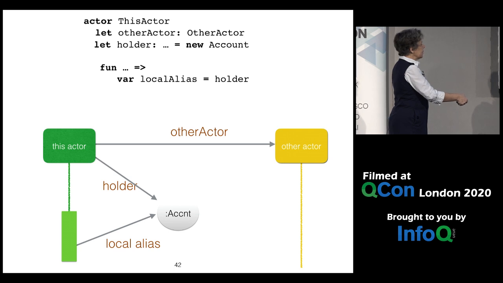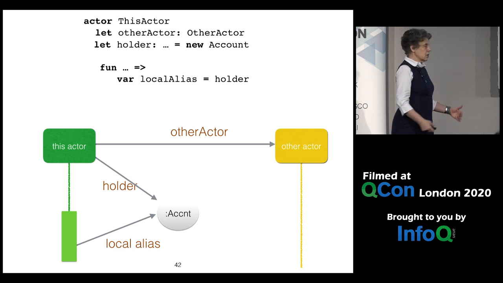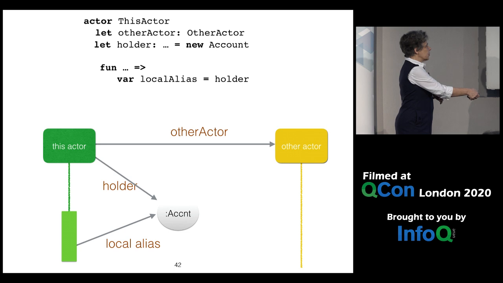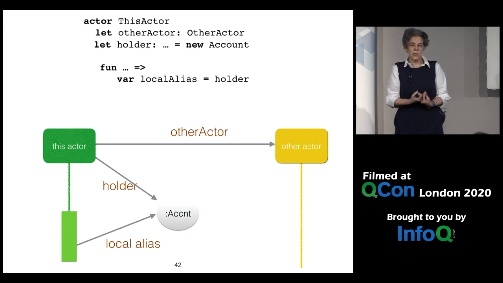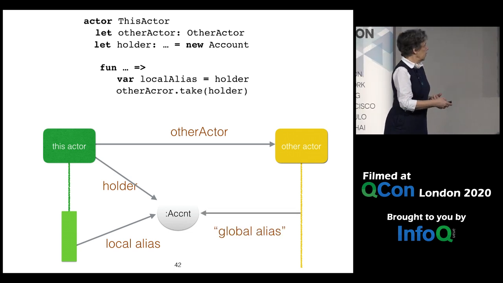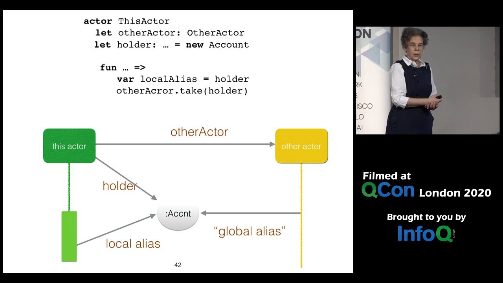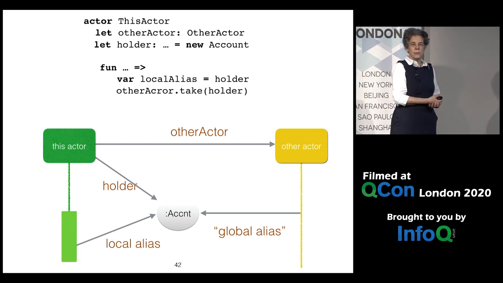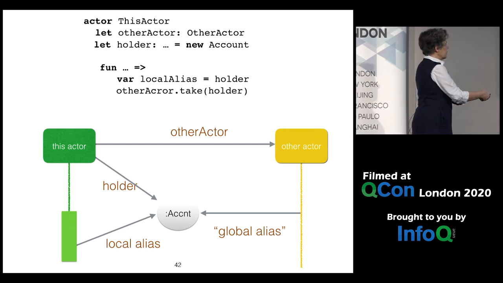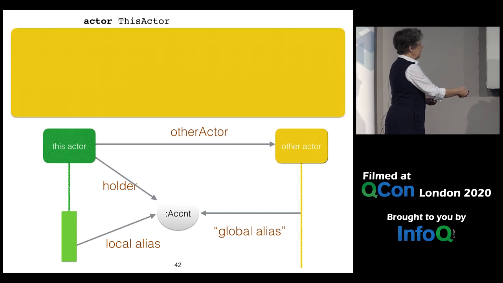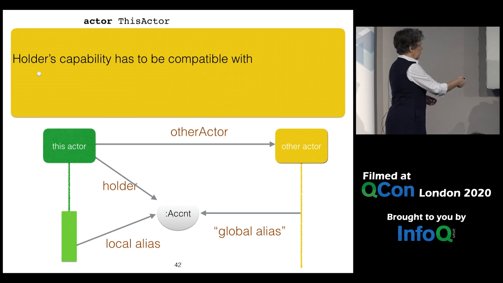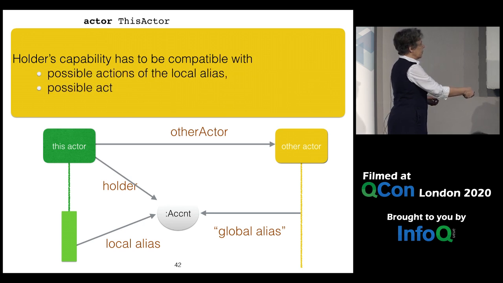Then I'm executing a function, and this function declares a local variable called local alias, and local alias is assigned holder. So the holder is one reference to the account, and local alias is a local alias to the holder. It is a local alias because it comes from the same actor. Then I execute a behavior. I call the behavior take on the other actor, and I pass the holder. So now the other actor also has got a reference to the account. So this is my current alias, the holder. This is the local alias and the global alias.